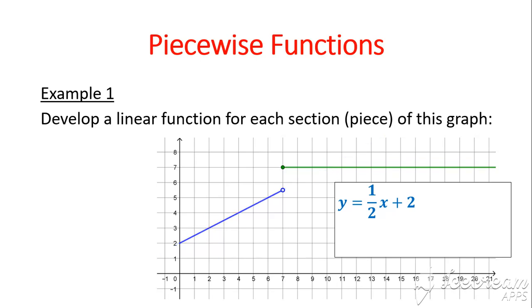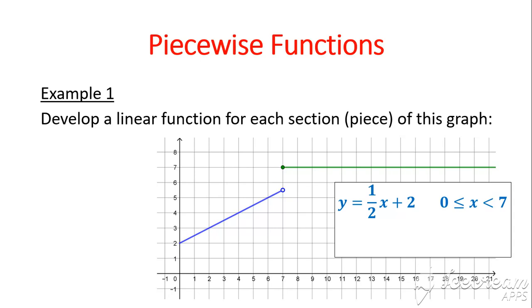But you can see that the section or piece of the graph starts at 0 and goes all the way up to 7. So we need to tell somebody that it's only between 0 and 7 on the x-axis. Actually, see this open circle here? That means we don't quite get to 7, we stop just before 7. So the x values for this piece of the graph have to be greater than or equal to 0, because we're starting at 0, but less than 7. We don't quite get to 7.